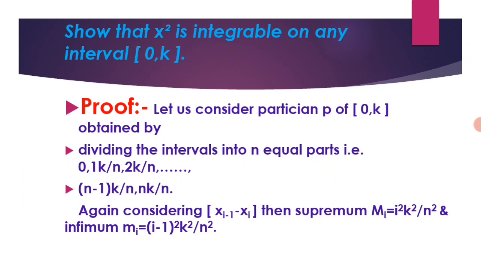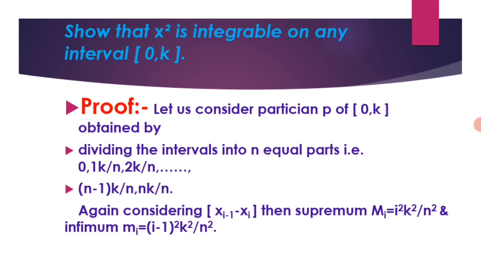For proving this, we have to consider the partition P of the closed interval [0, k], which is obtained by dividing the interval into n equal parts, that is 0, k by n, 2k by n, and up to nk by n. So we see that the length of each subinterval in these partitions is k by n.